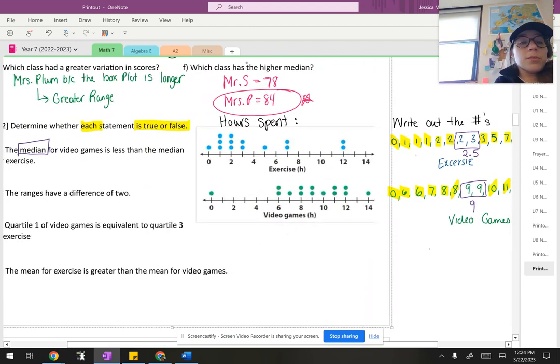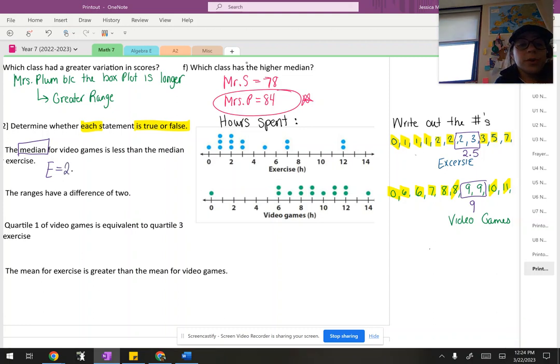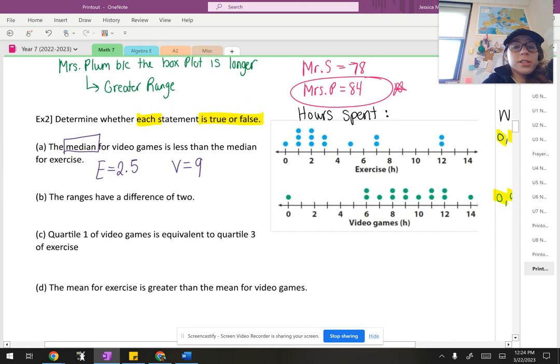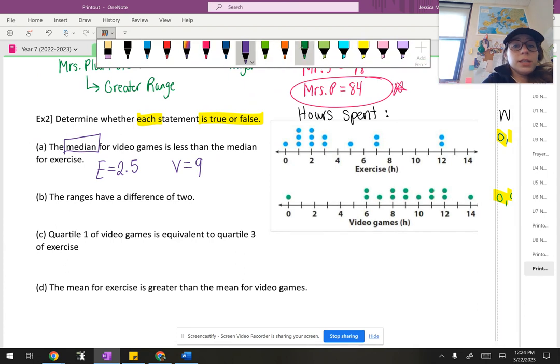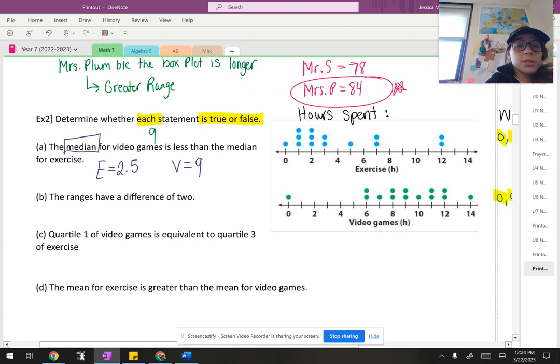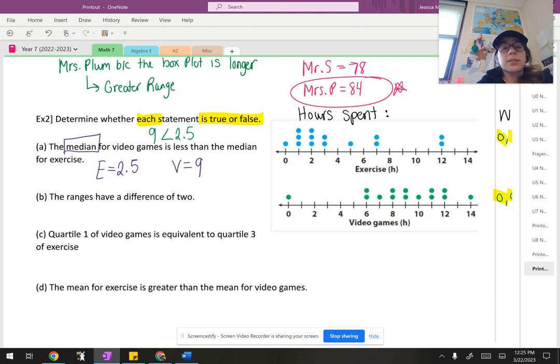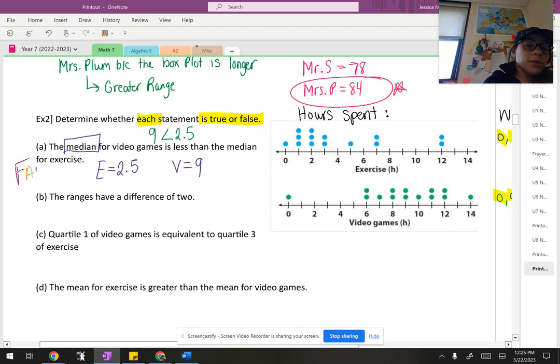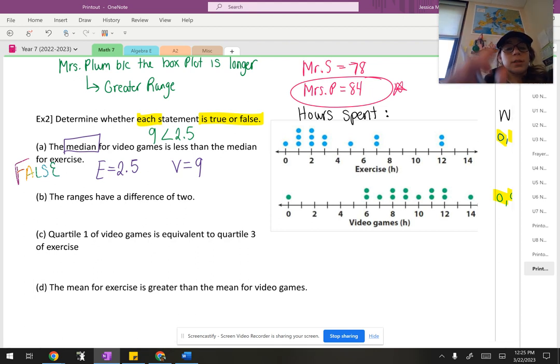So again, I'm going to label these things. Exercise median was equal to 2.5. Video game median was equal to 9. The question had said the median for video games, so that was 9, is less than the median for exercise. Is that true? Is 9 less than 2.5? It is not, therefore, that is false. We have the proof, and we're making that conclusion.